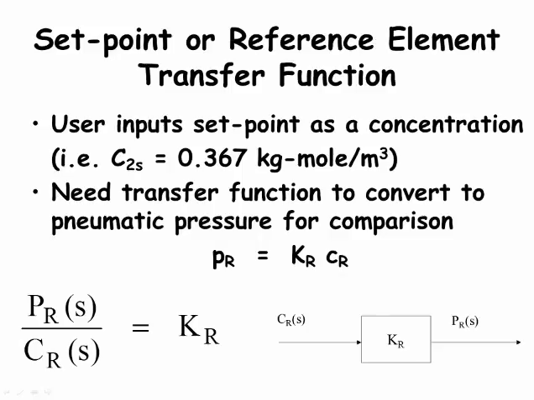As we did with the mixing problem in Lecture 20, we want the user to be able to input the set point concentration as a concentration, not the pressure that is used to adjust the control valve. If we do that, we need to convert the set point concentration into a pressure that can be used by the control system. To do that, we add a transfer function that takes the set point concentration CR and turns it into a pneumatic pressure PR. Again, to keep things a bit simpler, we will assume that the relation is the same as that used for the feedback element and transducer.